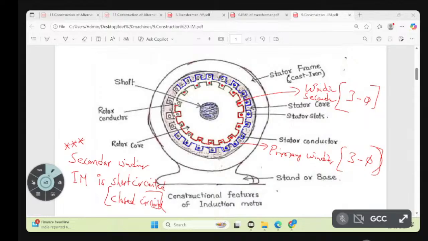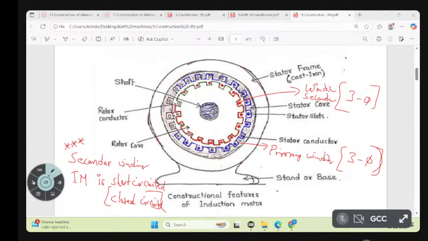Whenever the 3 phase AC supply is connected, induction motor is nothing but, what is the main principle? Electrical to mechanical. On giving supply, it has to be rotated. So whenever I am giving supply, this rotor starts rotating. Whenever we are giving 3 phase supply, R, Y, B, 3 connections must be done.